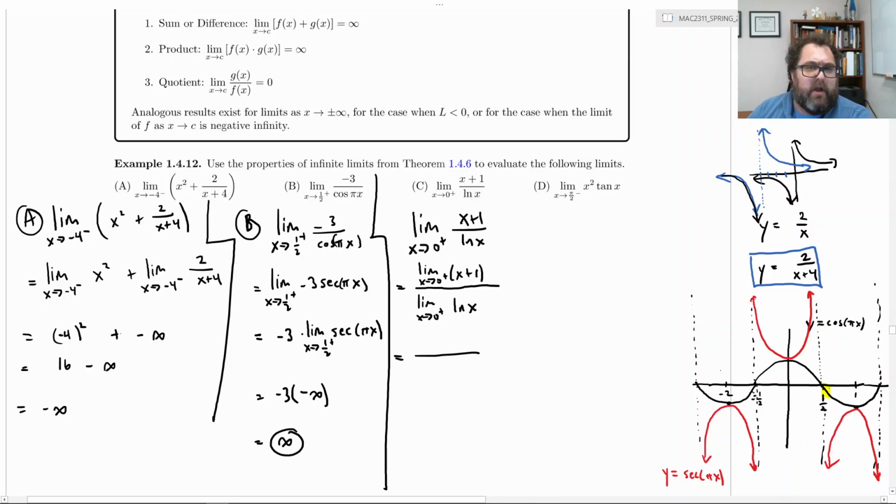Now, what's the limit of the numerator? It's a linear function, a polynomial, so we can simply take the limit via substitution because it's defined for all real numbers. And you get 0 plus 1, which of course is just 1, finite. But on the denominator, again, this relies on our knowledge of the graph of natural log x.